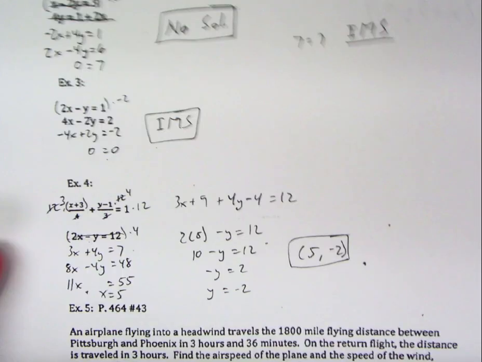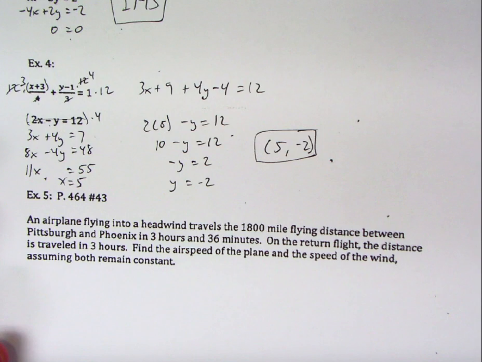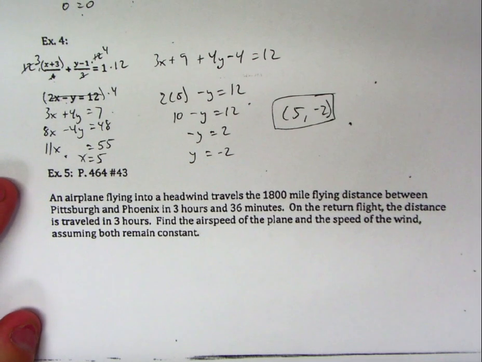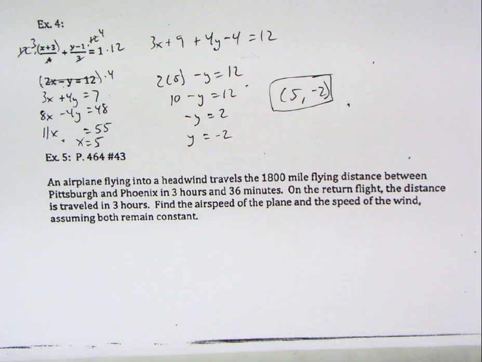And it's going to be up to you most times. So the very last problem: an airplane flying into a headwind travels the 1,800-mile flying distance between Pittsburgh and Phoenix in 3 hours and 36 minutes. On the return flight, the time is 3 hours, because now it's going with the wind, so it'd go quicker. Find the airspeed of the plane and the speed of the wind, assuming both remain constant.